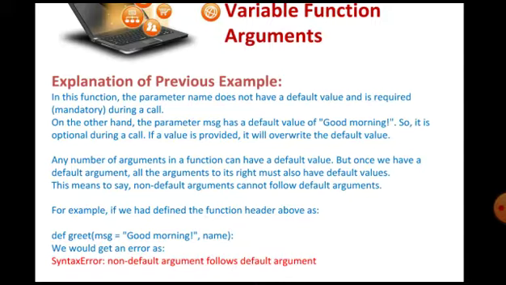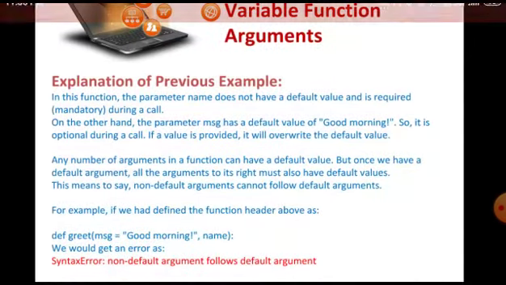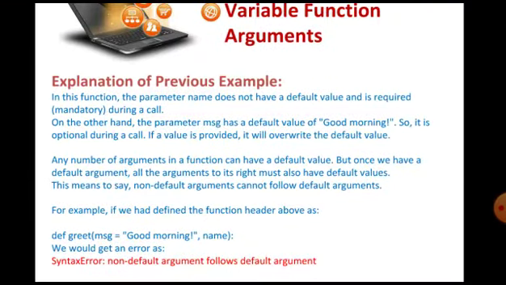Okay, for example, if we define the function header with message equal to good morning, and then we write name. In this example, we have changed the order of the two variables. Previously, we had provided name first, and to the right of name we had given message as good morning. So now the message variable is a default variable.